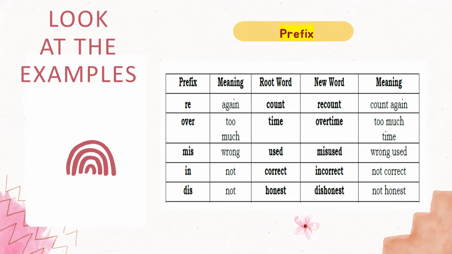Prefix in, which means not, if we add it to a root word like correct, we can form a new word and that is incorrect. Incorrect means not correct. Dis is also an example of a prefix. It means not. If we add it to a root word like honest, we can form a new word, dishonest. And this word means not honest.